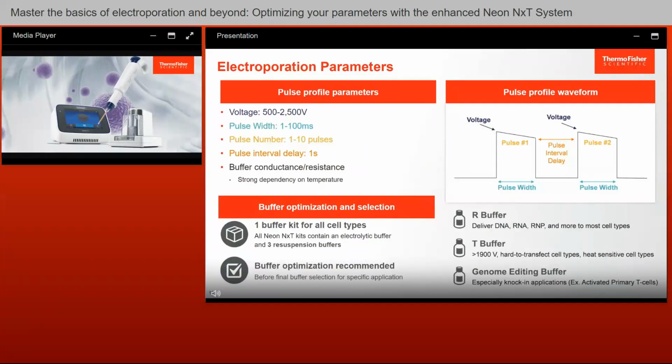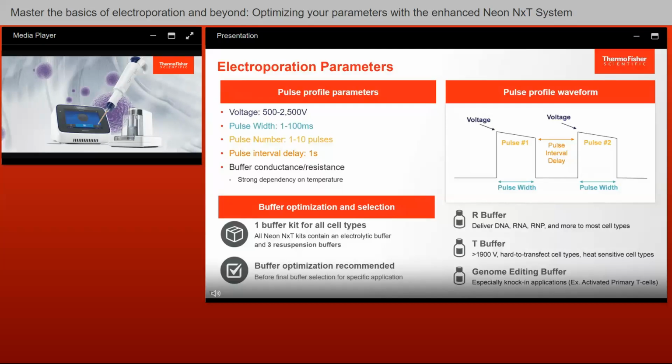Looking at the electroporation profile, more specifically, the electric field strength is dictated by the voltage and width of electrical pulses. Multiple pulses can also be used as a strategy to improve the efficiency, viability, and control of the process, making it a more versatile and effective technique for introducing molecules into a variety of cell types.